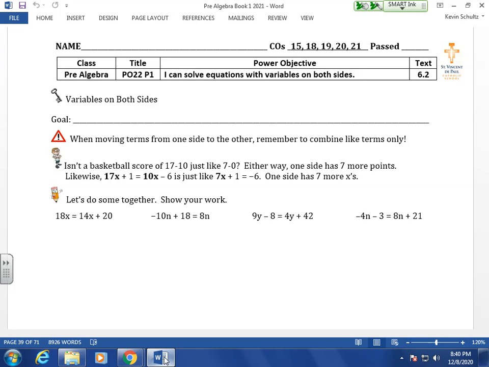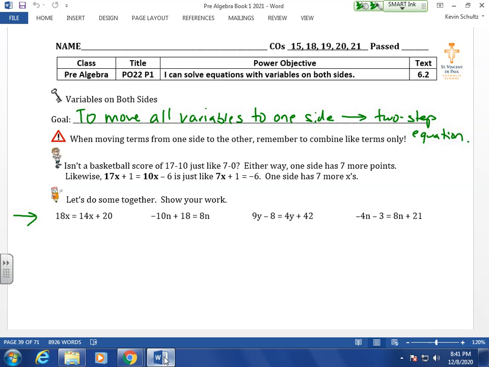So the goal is essentially to move all variables to one side of the equation, because what that's going to do for us is create that comforting two-step equation for us to solve. Okay? So the goal here is to move all the variables to one side so we have a two-step equation to solve. So for example here, let's look at the first one.